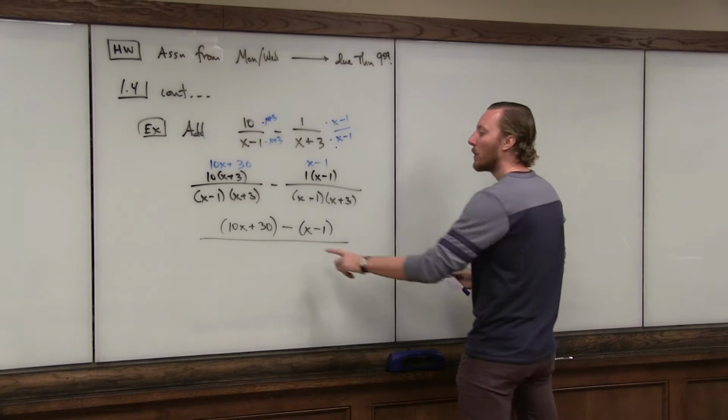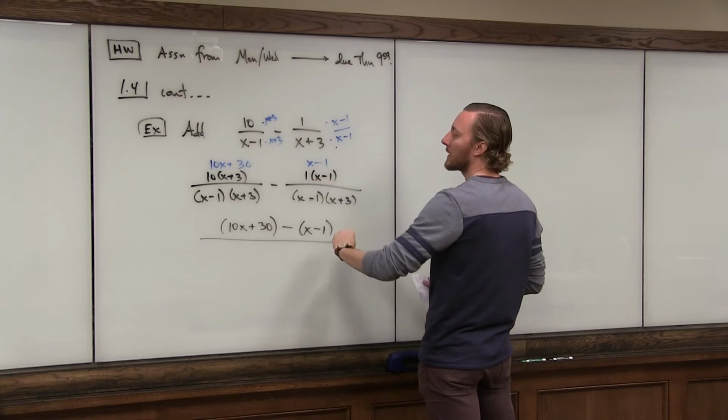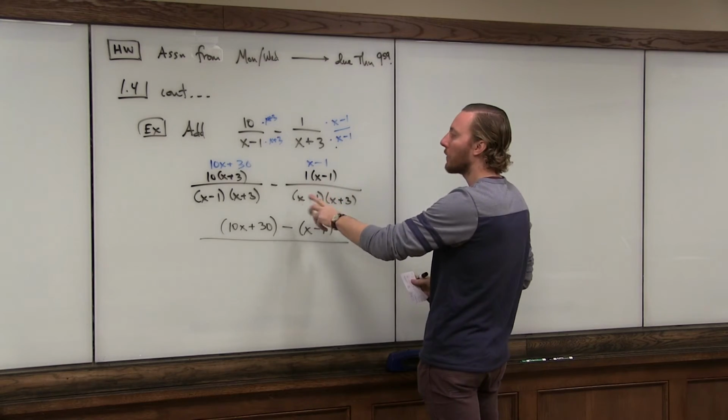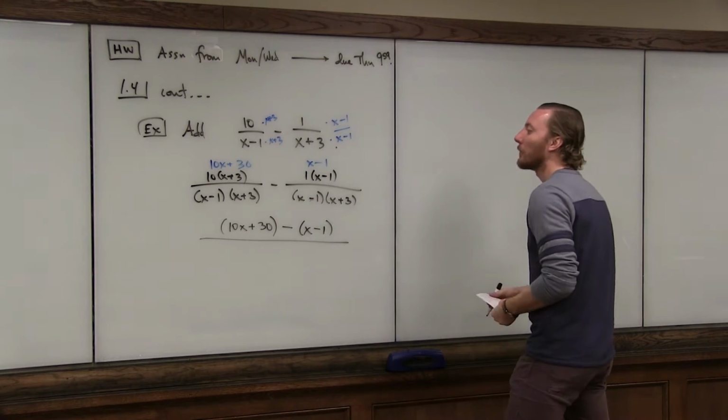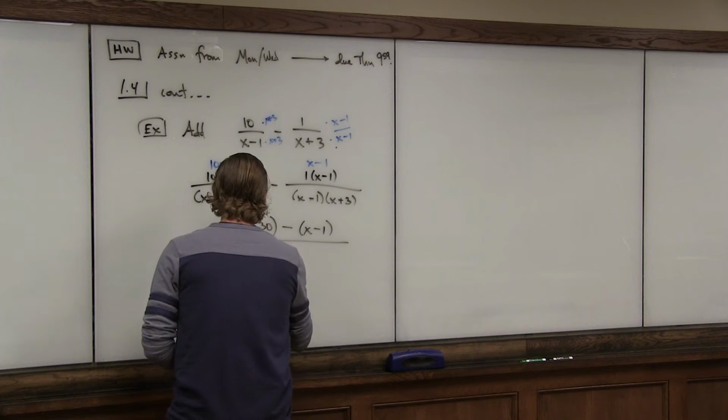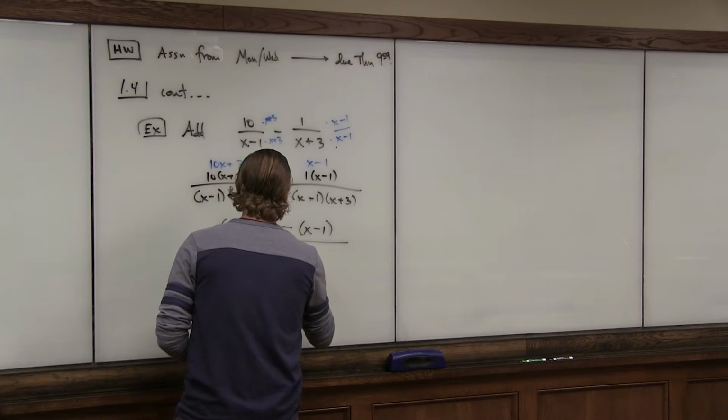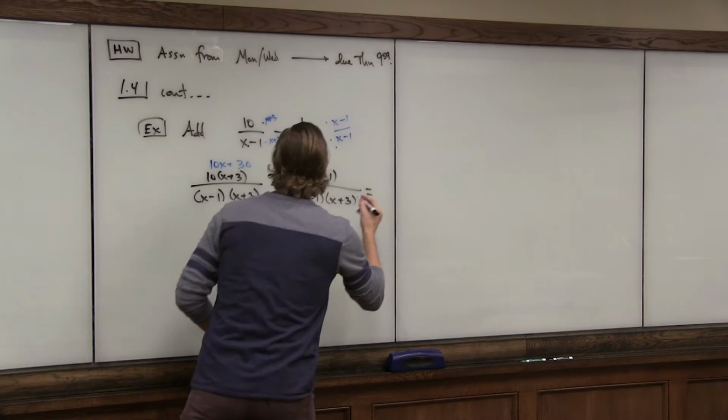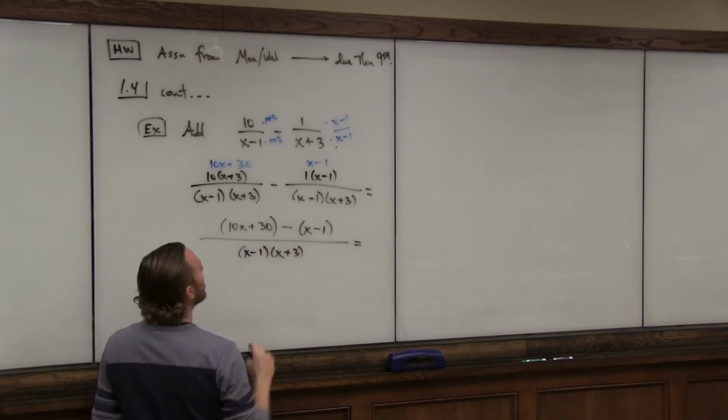Note, in particular, we have to subtract all of the x minus 1. Since this entire fraction on the right is being subtracted, we have to subtract every part of that fraction. The denominator is, of course, the common denominator of x plus 1, x plus 3. And in one step now, we'll be able to polish off the problem by doing the subtraction.